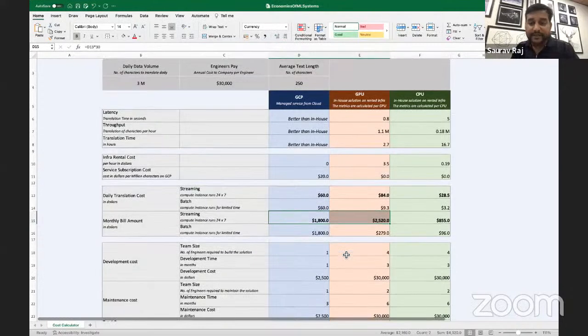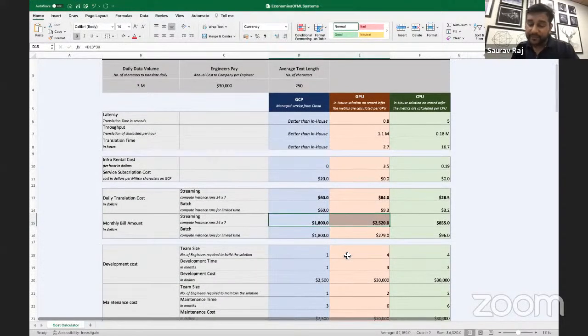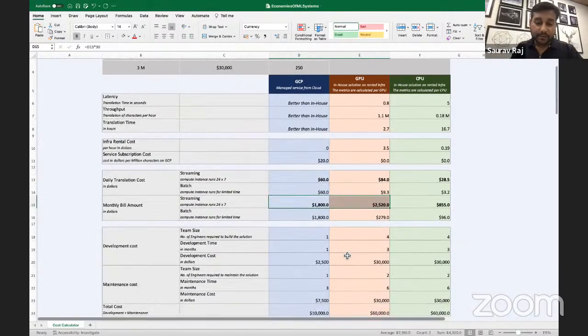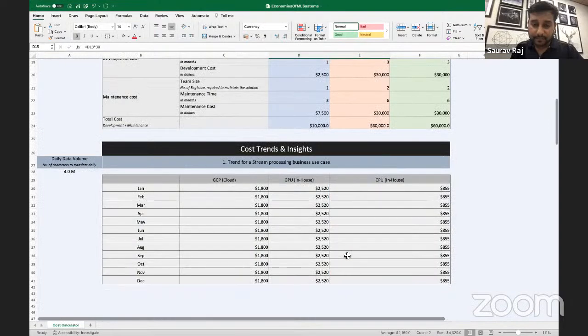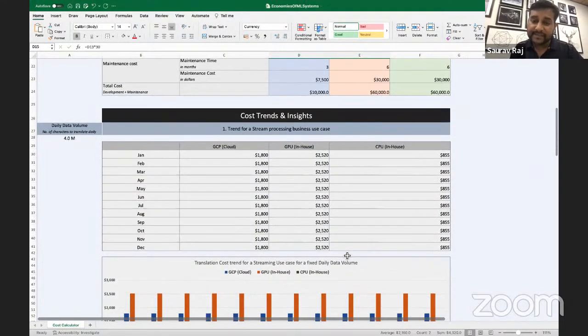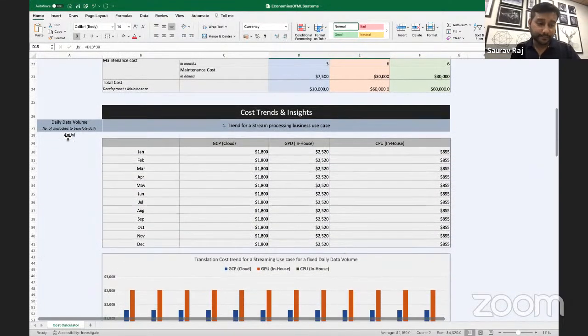Next, let's try to understand at what data volume we reach a break-even point, which means the point at which we are going to pay the same amount to GCP, and we are going to incur the same bill when this is run. Okay, so let's come to the cost trends and the insights that we can take from them.